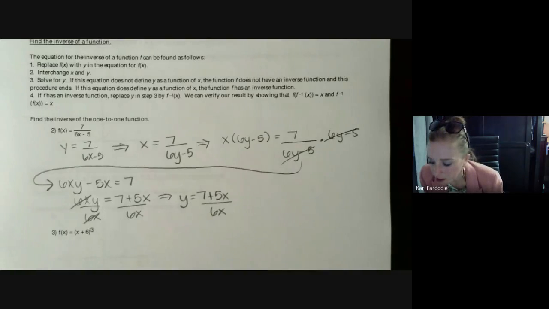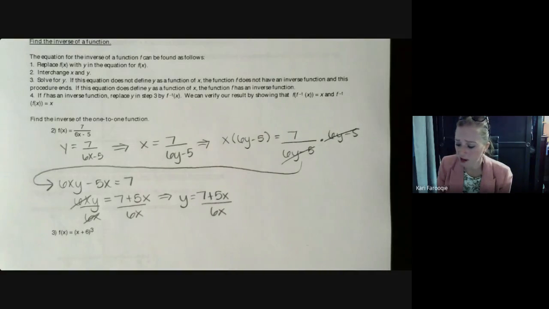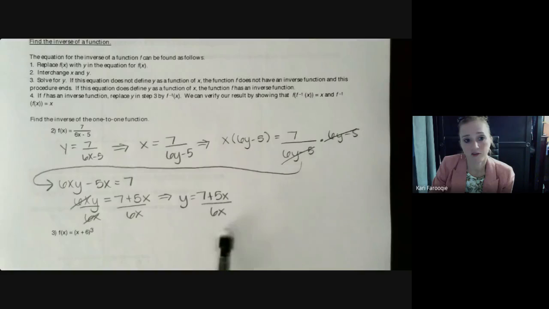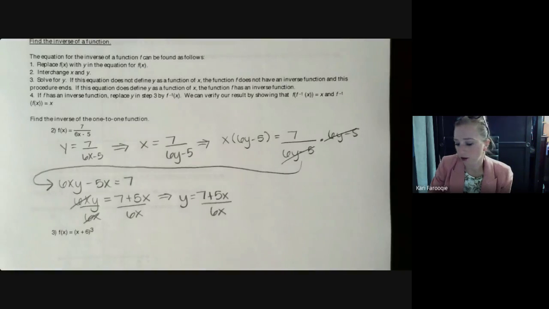So the second part of step 3, if this equation does not define y as a function of x, the function f does not have an inverse function and this procedure ends. If this equation does define y as a function of x, the function f has an inverse function. So basically what you're being asked is, is this a function? If you're not sure, you can always graph it in your graphing calculator and verify that it passes the vertical line test. But there's nothing that would keep this from being a function.